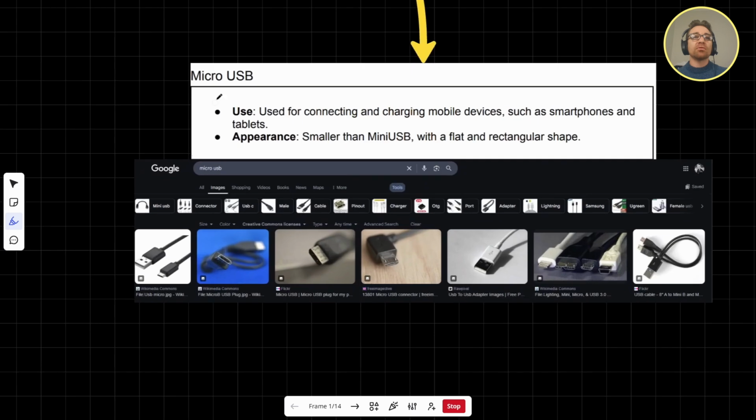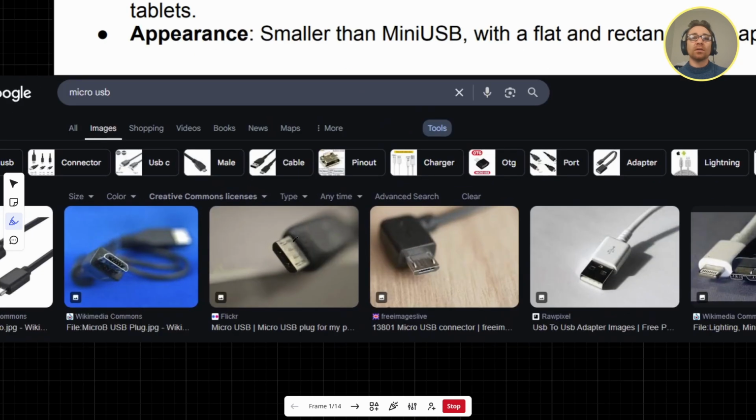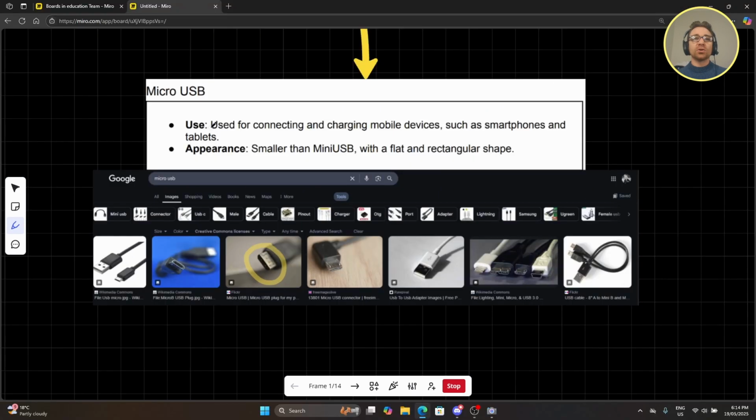Okay, the next one is micro USB. We've looked at this before, right? Micro USB looks like this. It is used for connecting and charging mobile devices such as smartphones and tablets. It's a little bit older, right? It's a little bit of an older one. It's smaller than a mini USB with a flat and rectangular shape.